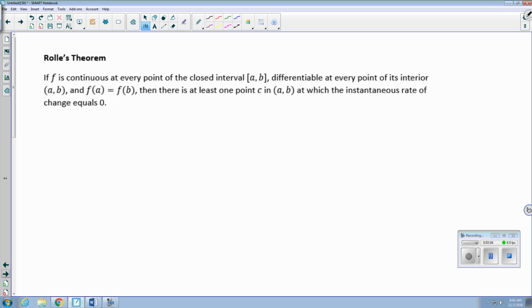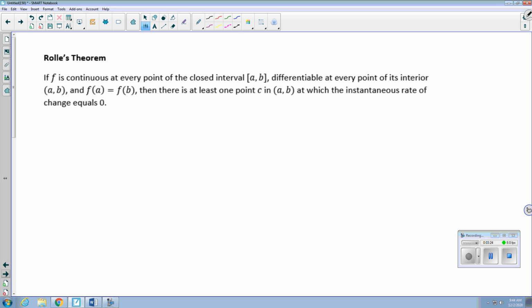Rolle's theorem. If f is continuous at every point on the closed interval a to b, and differentiable at every point on its interior a to b, and f of a equals f of b, then there is at least one point in the interval where the instantaneous rate of change equals 0. Okay, so let's break this theorem down.